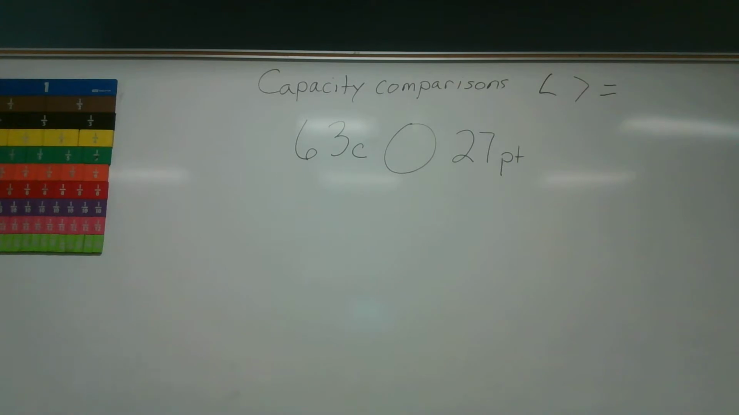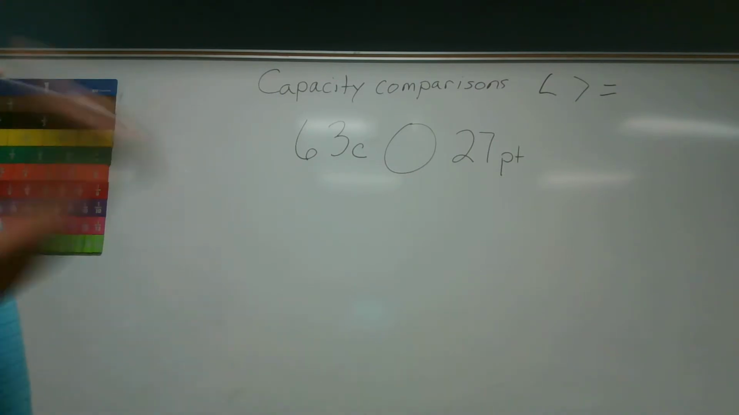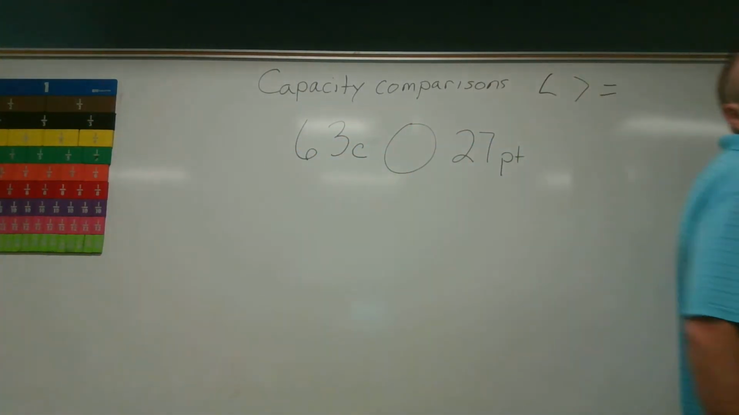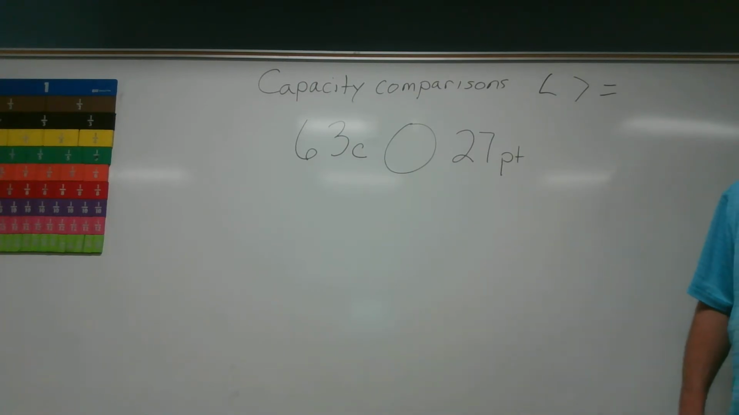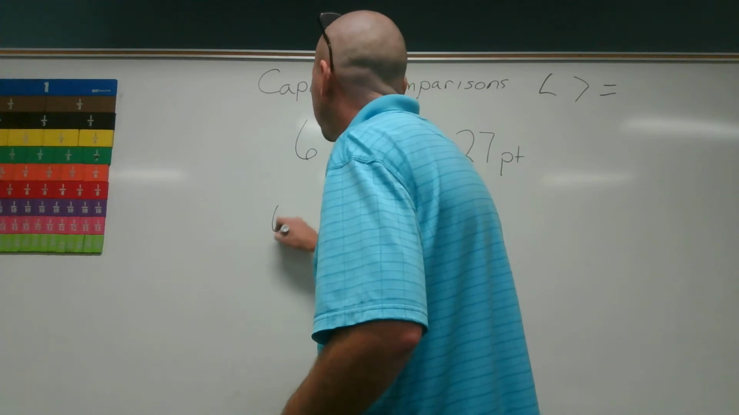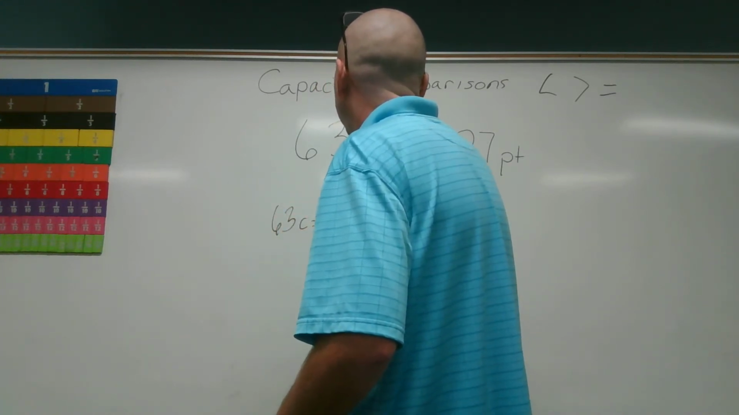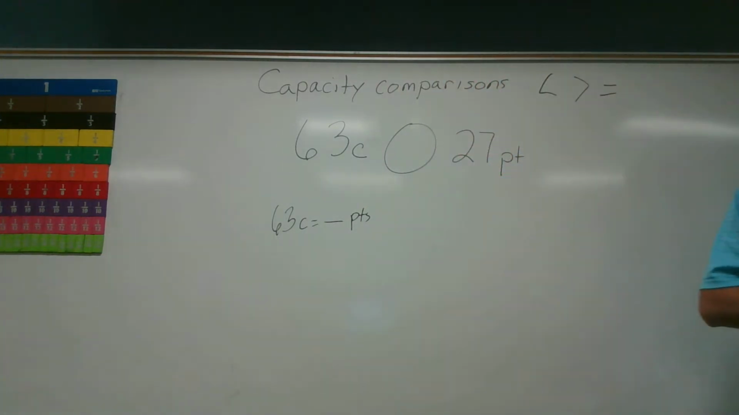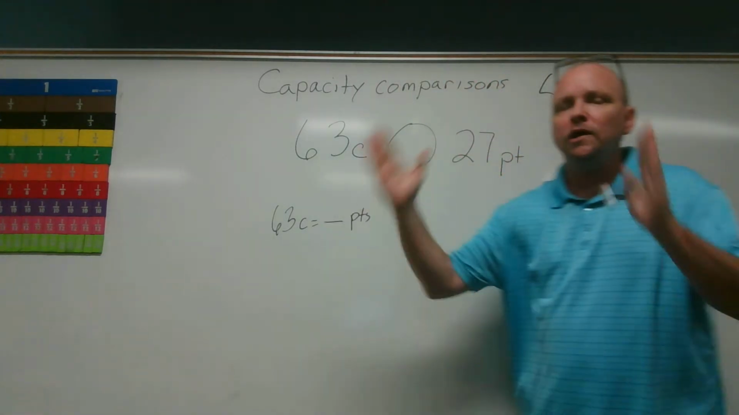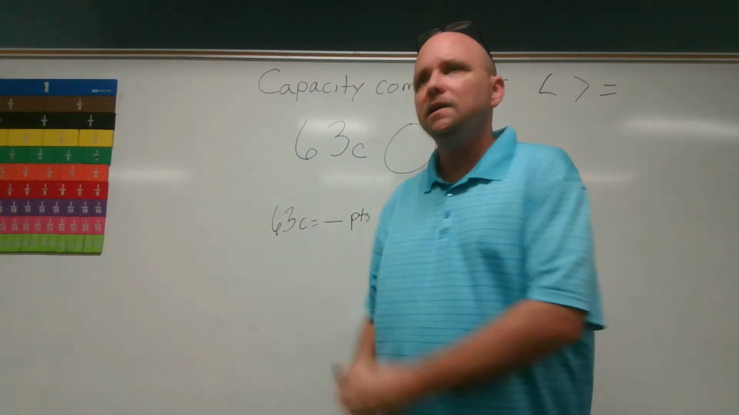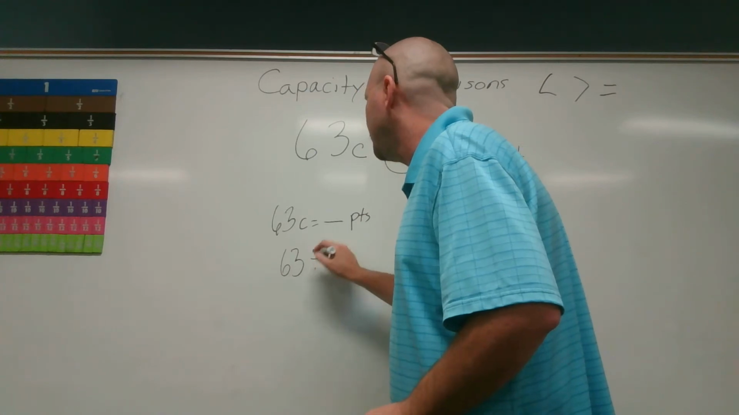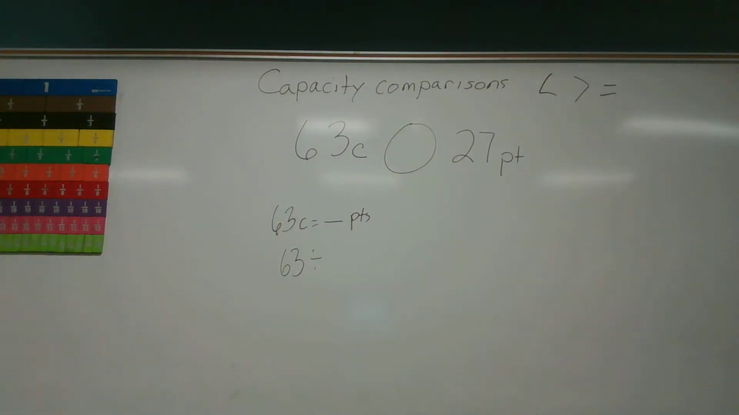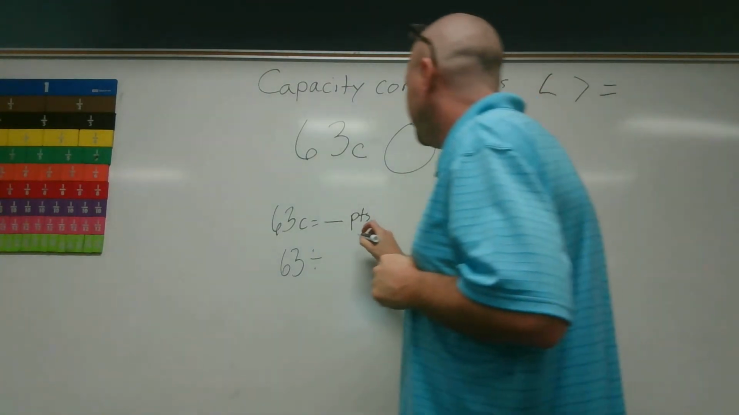Thank you, Marilyn. Noah! We are comparing less than, greater than, or equal to 63 cups and 27 pints. Noah, would you like to change the cups to pints or the pints to cups? Cups to pints. So we have 63 cups equals blank pints. Which is bigger, cups or pints? Pints. So we're going from cups to pints, which means we divide. So we're going to do 63 divided by how many cups in 1 pint? 2.